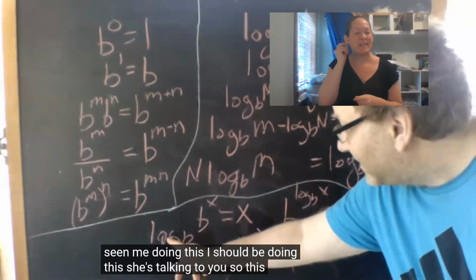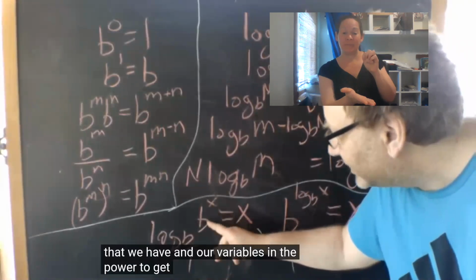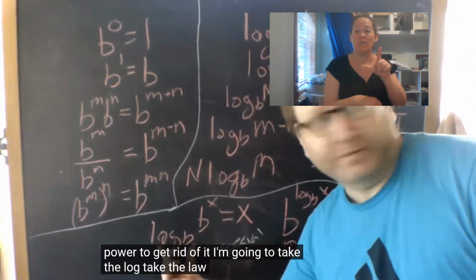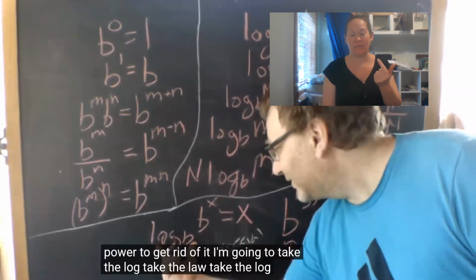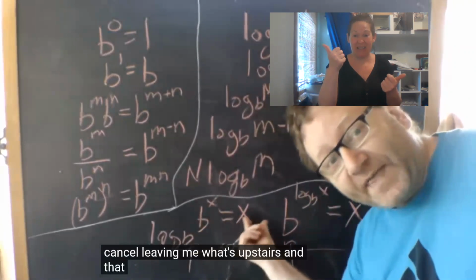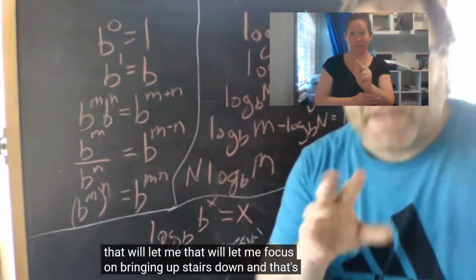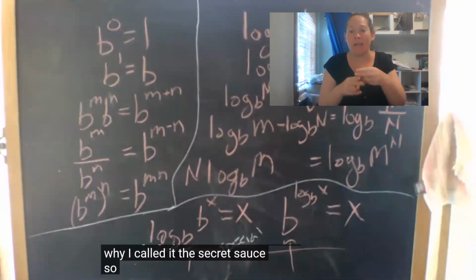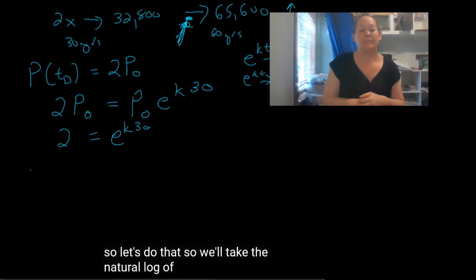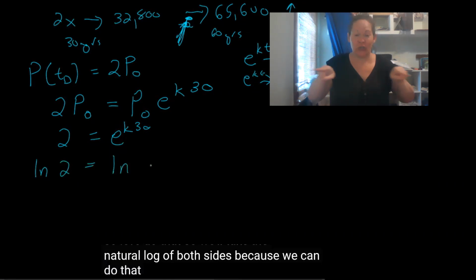So, this base that we have in our variables in the power, to get rid of it, I'm going to take the log of whatever the base is, and they will cancel, leaving me what's upstairs. And that will let me focus on bringing the upstairs down. And so that's why I called it the secret sauce. So let's do that. So we'll take the natural log of both sides, because we can do that.